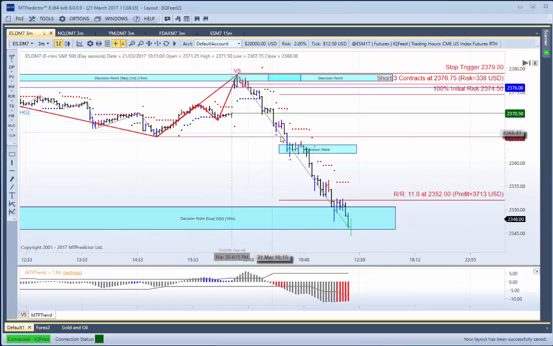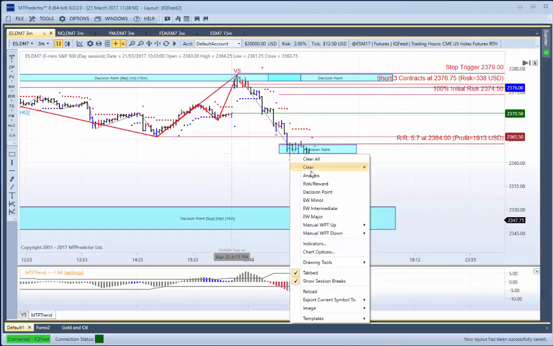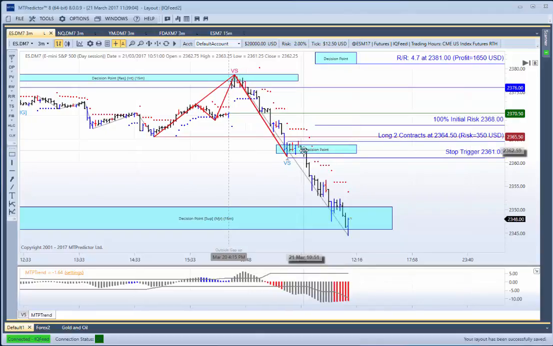Going down as the market came down, was there any reason to swap to this long trade here? You can see there's a history triangle here. No, because the MTP trend was red, indicating the large trend was down. Was there any reason to swap to this long trade here? Well, if you had done, you'd have made 5.7R on the way down, and then you'd have had a losing trade of -1R on the way up, and still been making a nice profit overall.